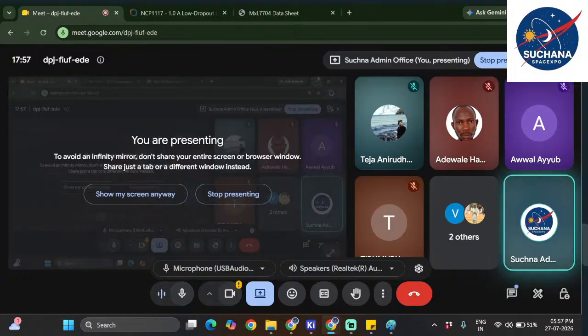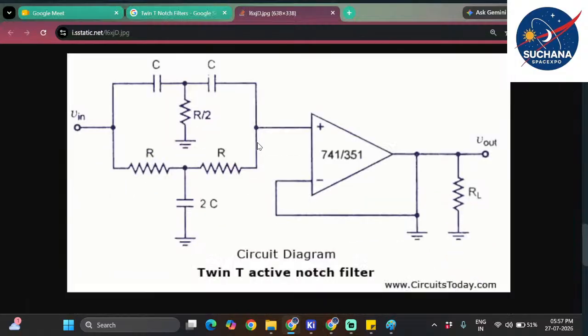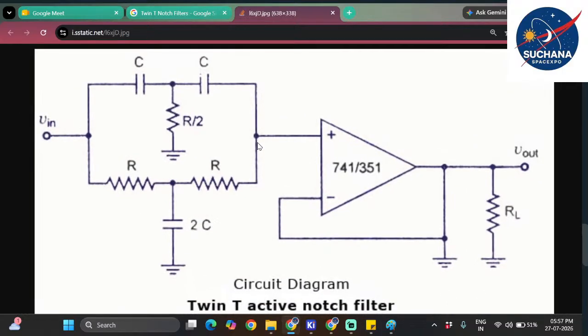See, if you check the circuit diagram you will understand why it is called a twin-T notch filter. This is one T structure and this is another T structure. Basically, it is like the letter T in the English alphabet, and this is like another T. So two T's are there. These two are twins, one T and another T, total two T's. That's why it is called twin-T.